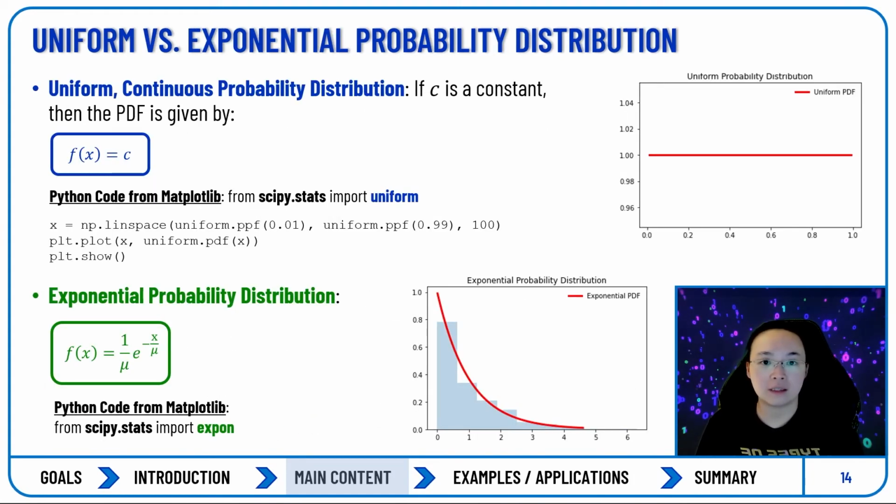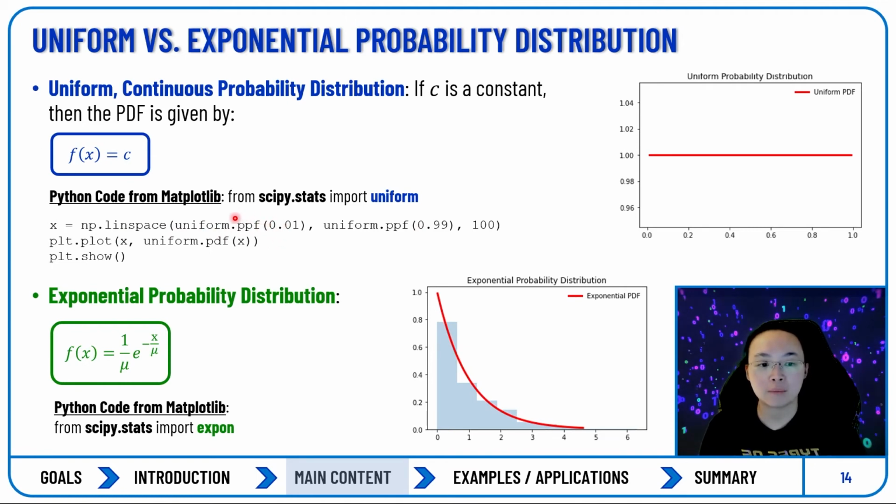So let's take a look at the uniform versus the exponential probability distributions. The uniform continuous probability distribution is essentially just a constant function. If c is a constant, then the PDF is given by f of x is equal to c, and you basically get a straight line. If you want to draw out this straight line, you can always import the uniform package from scipy.stats, and you can essentially just create all of your x values from the uniform distribution.